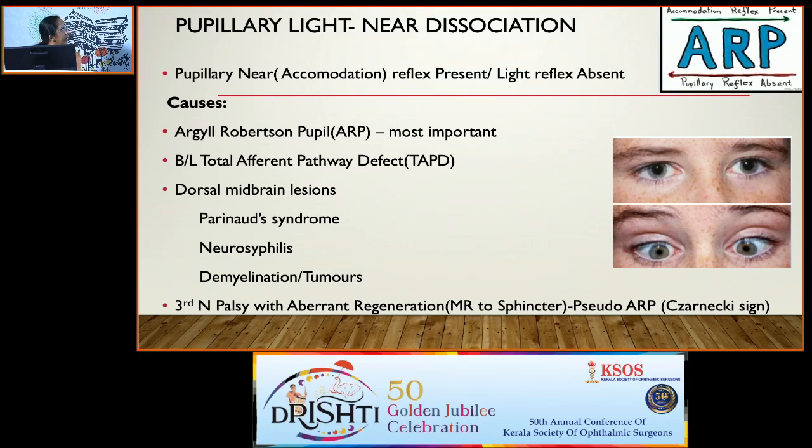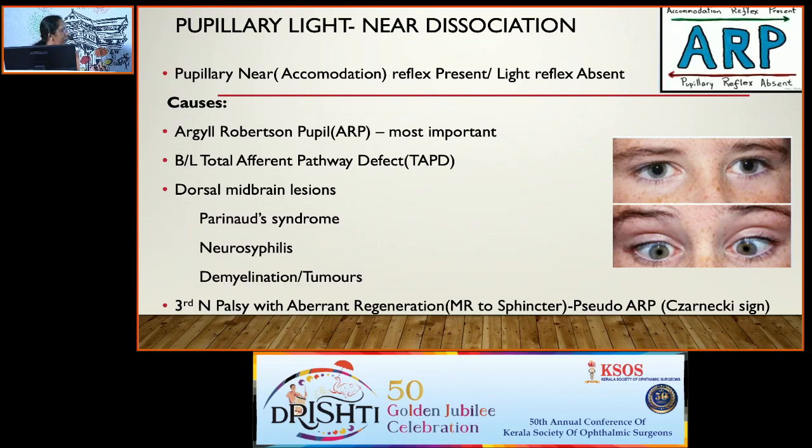Now, coming to light-near dissociation, that is, the accommodation reflex will be present, but the light reflexes will be absent. The common one is the Argyll-Robertson pupil. A bilateral total afferent pathway defect can also mimic this. It's common in lesions of the dorsal midbrain, Parinaud syndrome. And you can also get this in a third nerve palsy with aberrant regeneration.